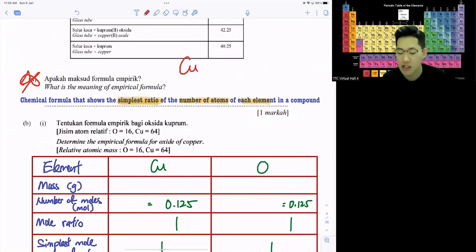It's like for this question, got Cu, got O. Cu and O, the type of chemical is element. How many atoms are there? So there's one Cu, one O, like that.